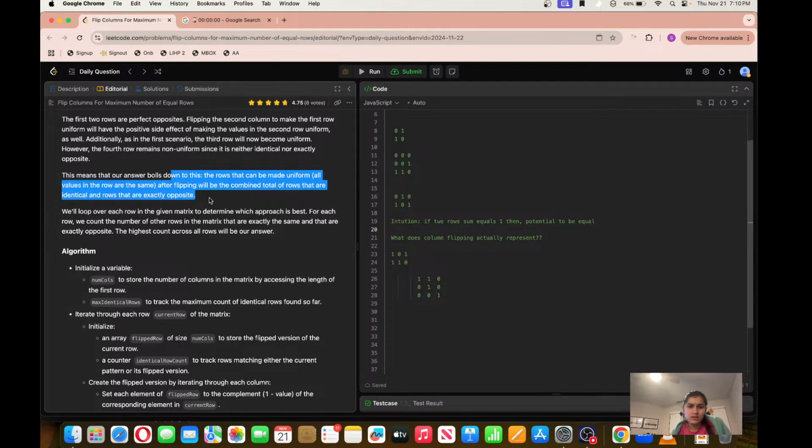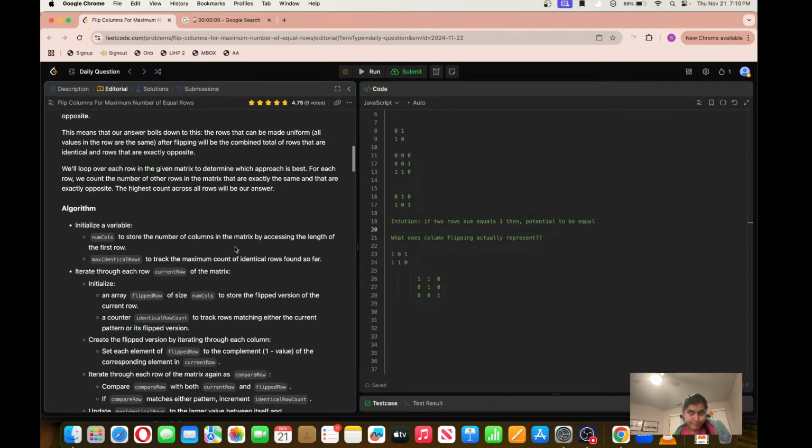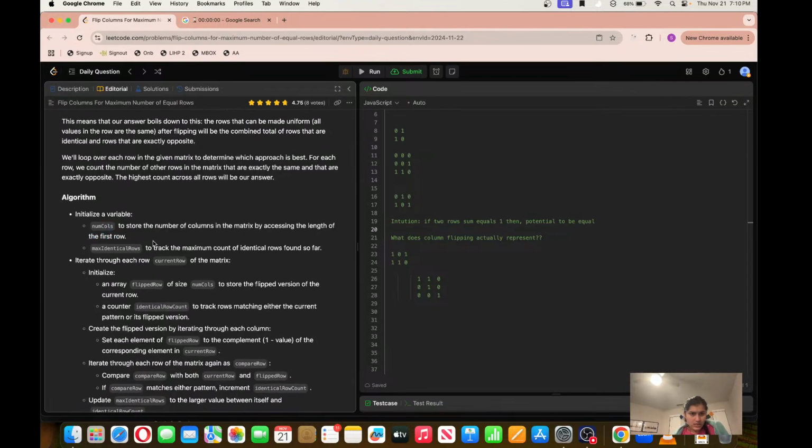But obviously we can do the brute force with this intuition, right? So we'll loop over each row in the matrix to determine which approach is the best for each. Oh my god, this is too much. So this is brute force, right? For each row we count the numbers. Initialize a number of columns variable to store the number of columns in the matrix by accessing the length of the first row.